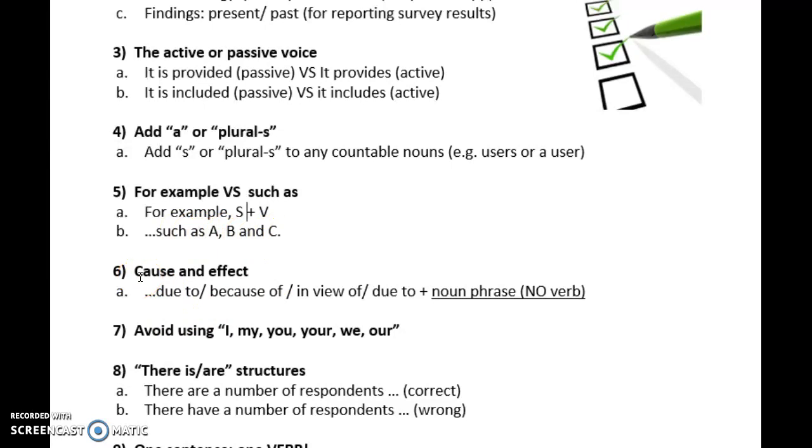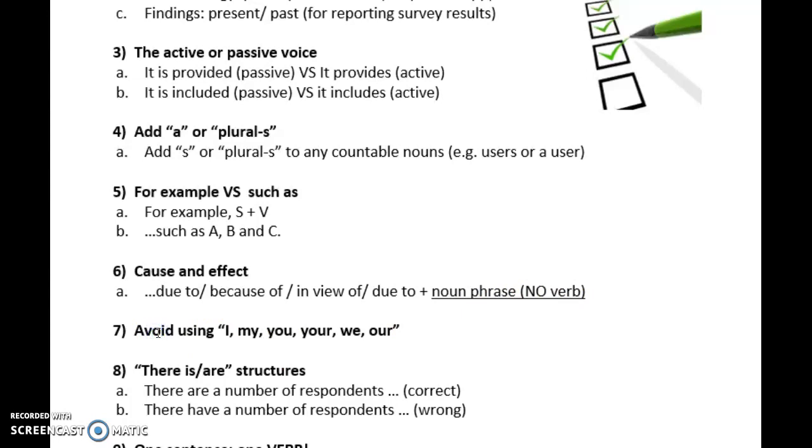Number 6, cause and effect. If you want to use due to, because of, in view of, and these kinds of things to refer to cause and effect, you have to use a noun phrase after them, because to and of are prepositions. You have to use a noun or a noun phrase. No verbs should be here.